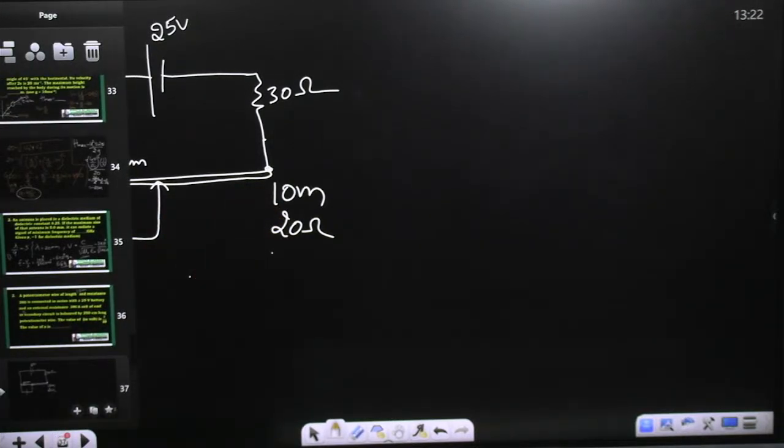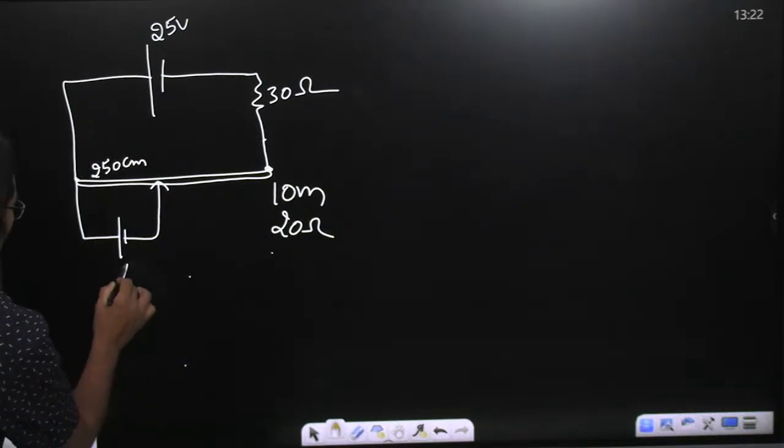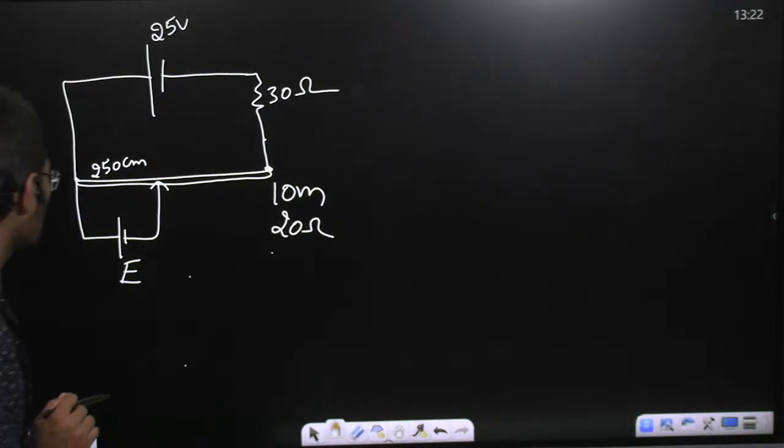So a potentiometer wire of length 10 meters, resistance 20 ohms, is connected in series with a 25 volt battery with an external resistance of 30 ohms, and a cell of EMF in the secondary circuit is balanced by a 250 centimeter length of potentiometer wire. The value of EMF is dash. Here he is asking this. So how to solve this?